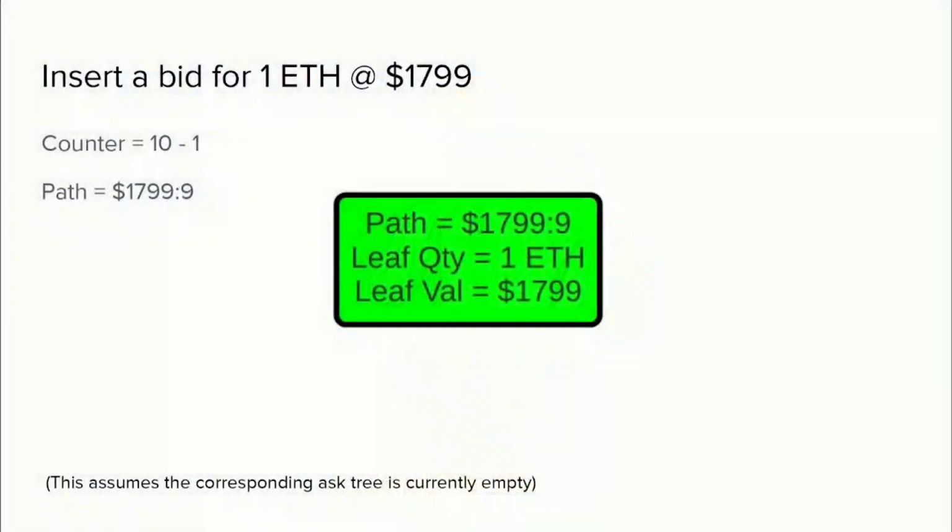Okay, so we have an ETH USD pair. We want to insert a bid for 1 ETH at $17.99. That's our root. So we have a counter, which decrements. We append it to the price, so we have 1799:9. That's our root. So our path is 1799:9. Our quantity is 1 ETH, and our value is 1799, because obviously 1 times 1799 is 1799.